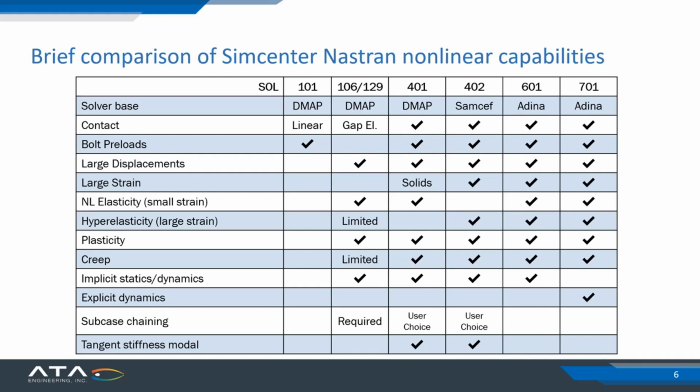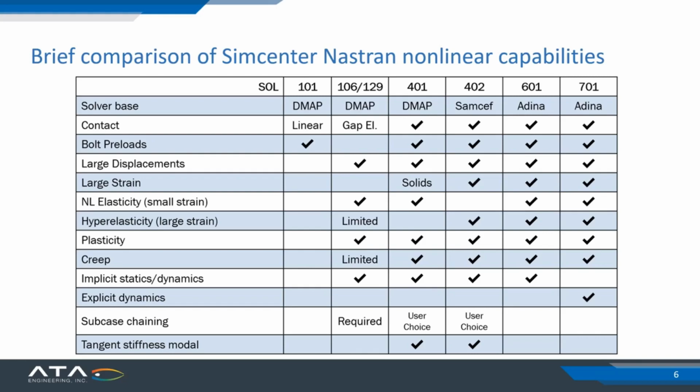Not everything is in both, so you can see that only solution 401, for example, has the nonlinear elasticity, whereas solution 402 is the only one that has hyperelasticity, and to a lesser extent, large strains. 401 can only do large strains on solid-only element types. That's 3D solids and 2D solids, at least at this time. But that kind of shows you, and they also have modal capabilities as well.